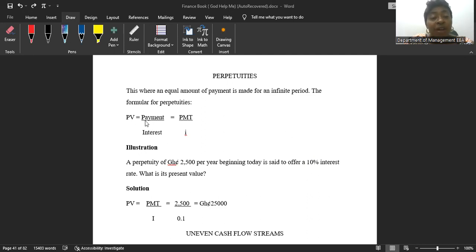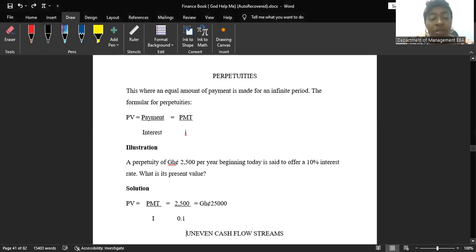Okay. Now look at the formula. There's a formula for perpetuity. Present value, the payment over what? The interest. Okay. The payment over the rate, the payment over the interest. All right. So let's solve a question under perpetuity.